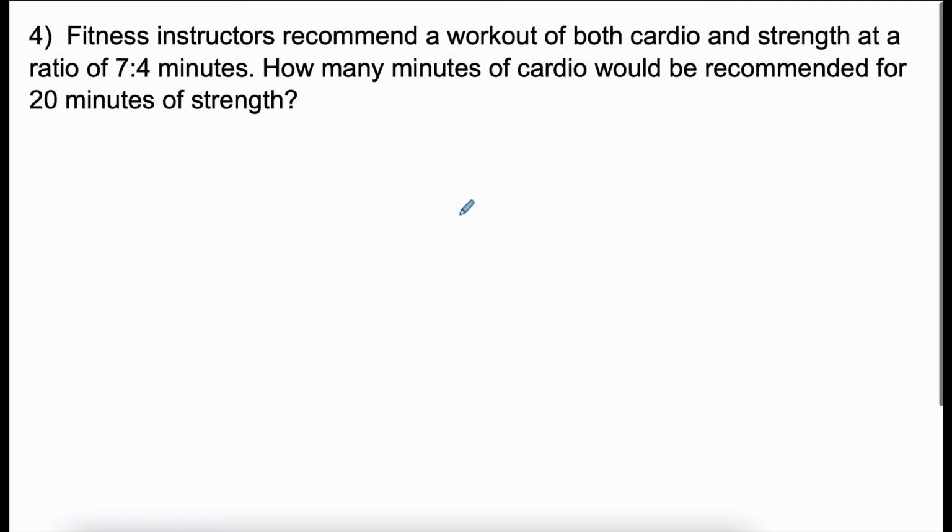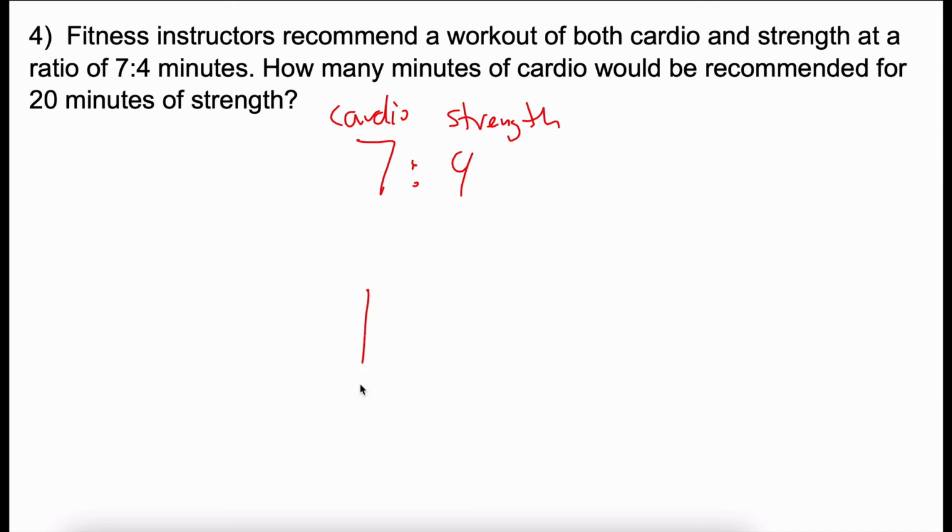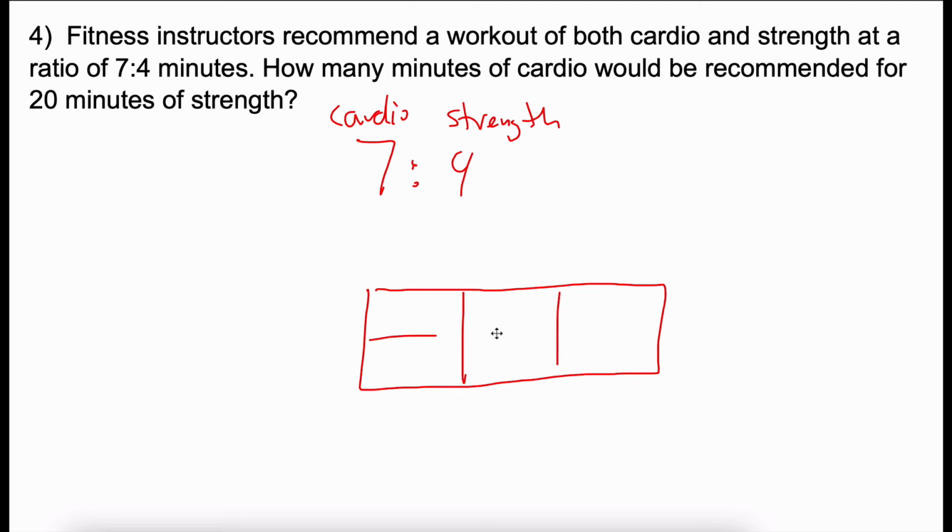For question 4, fitness instructors recommend a workout of both cardio and strength at a ratio of 7 to 4. That's cardio to strength. And the question is, how many minutes of cardio would be recommended for 20 minutes of strength? So I'll go with a table for this one. This is cardio, this is strength, this is 7 to 4.